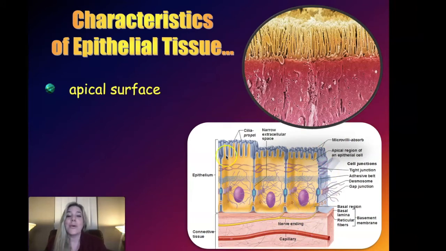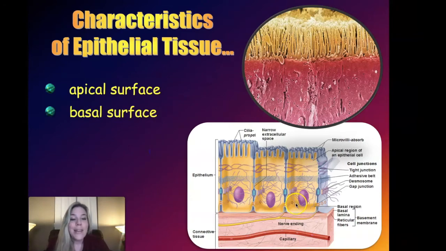Now, in addition to having an apical top surface or area, they also have a basal surface. You could think of basal meaning below. Below and basal both start with B. Or you could think of basement. It sounds similar too. So this would be the basal region of this epithelium.